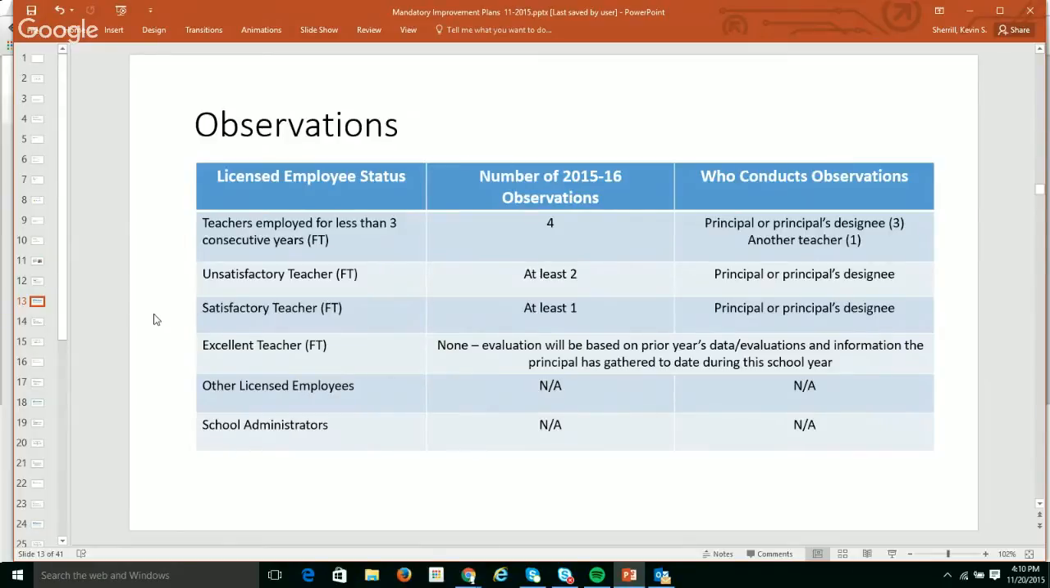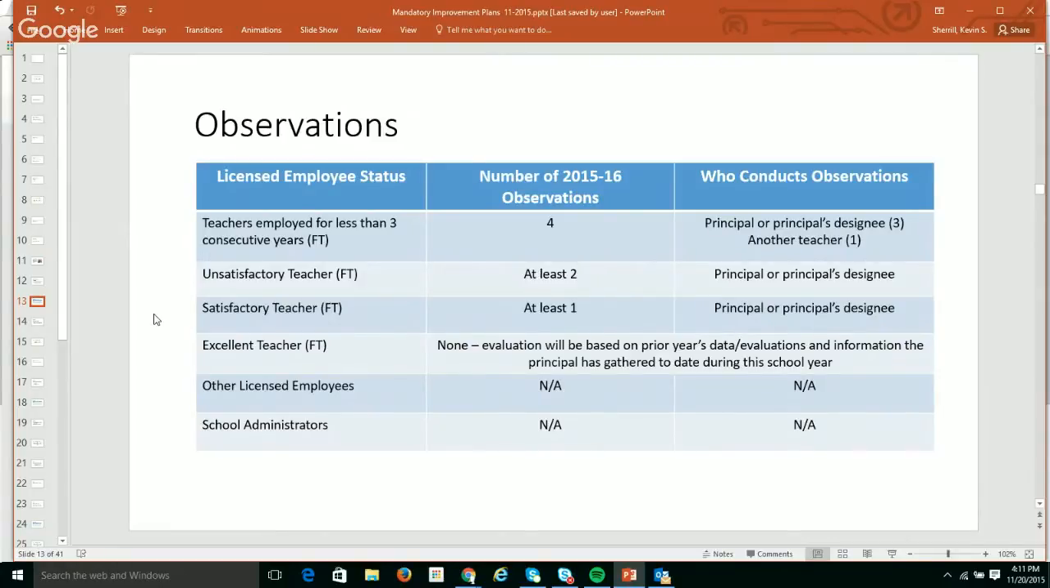already have. Then you have that middle person who you're not quite ready to classify as excellent, but you also aren't really sure that they're unsatisfactory. They're just a satisfactory teacher. And for those folks, you're going to do at least one observation before you evaluate them. The reason we have at least on there is because it's up to you if you feel like you need to do more. This is all about your data gathering before you get to your evaluation. So if you feel like you need to do more, then do more. We're just giving you the minimum for these different categories of teachers.